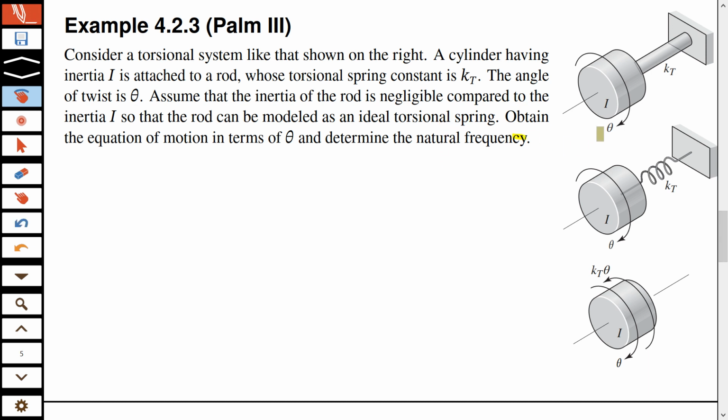Now the angle theta is the twist. So assume that the inertia of the rod is negligible compared to inertia I. Again, if this information is missing, then you have to include that inertia as part of this inertia, so that the rod can be modeled as an ideal torsional spring. You know that. Now obtain the equation of motion in terms of theta and determine the natural frequency. The same two questions. You will write the equation of motion, get simple harmonic motion there, and from that you can recover the natural frequency omega n.